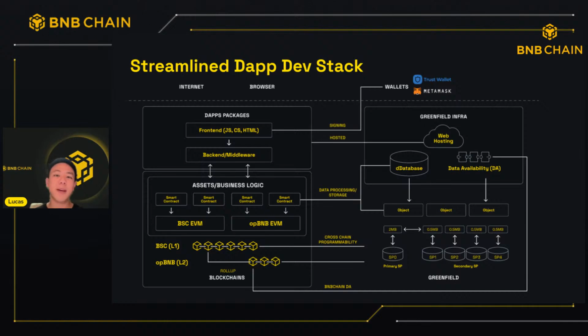Beyond just being a database, we also have a web hosting solution where you can host your front end application directly in the Greenfield infrastructure. One very important point I want to highlight in this whole architecture diagram is that the BSC and opBNB smart contracts are enabled with cross-chain programmability with your Greenfield infrastructure.